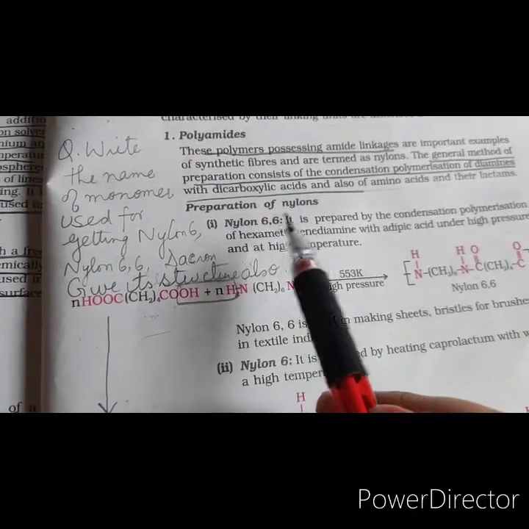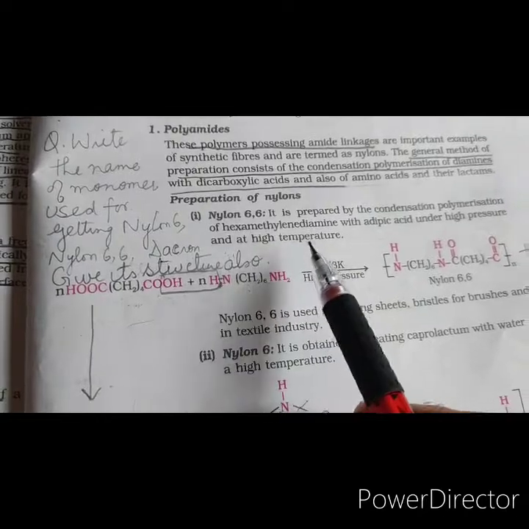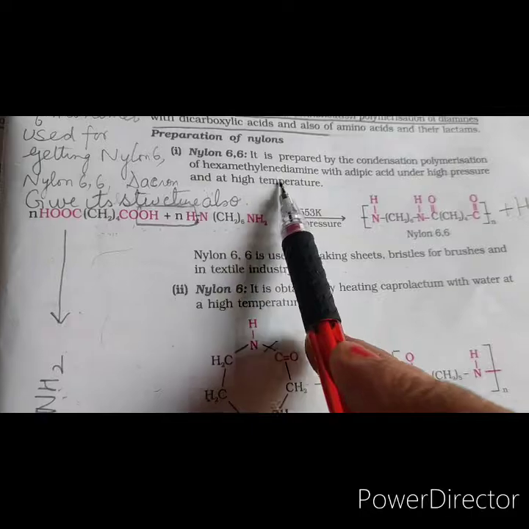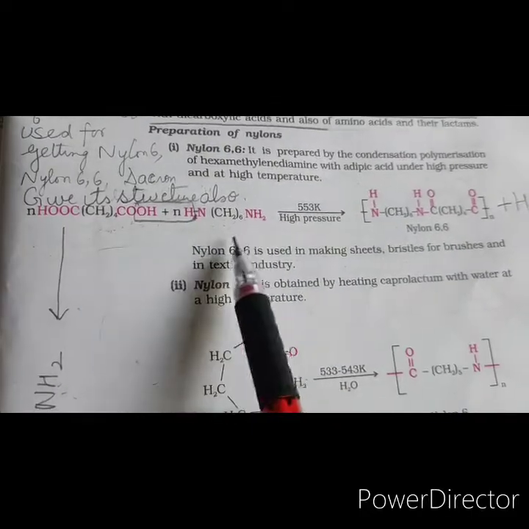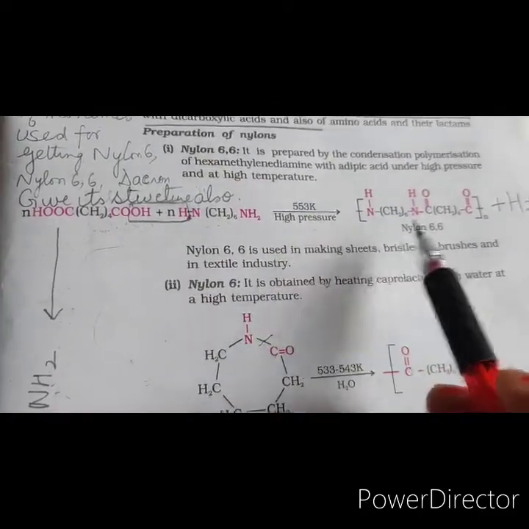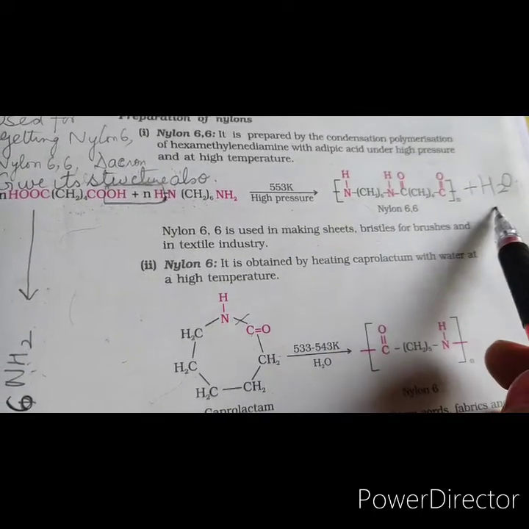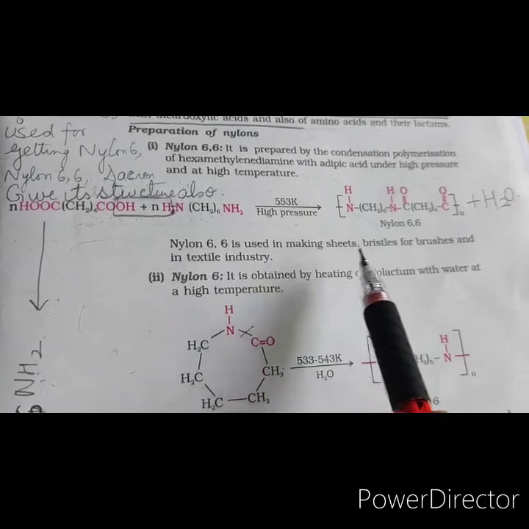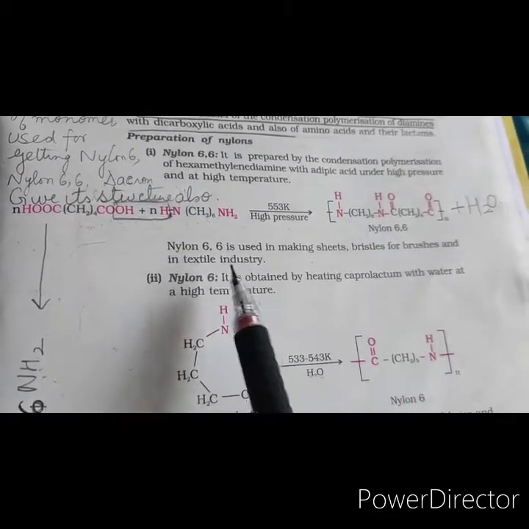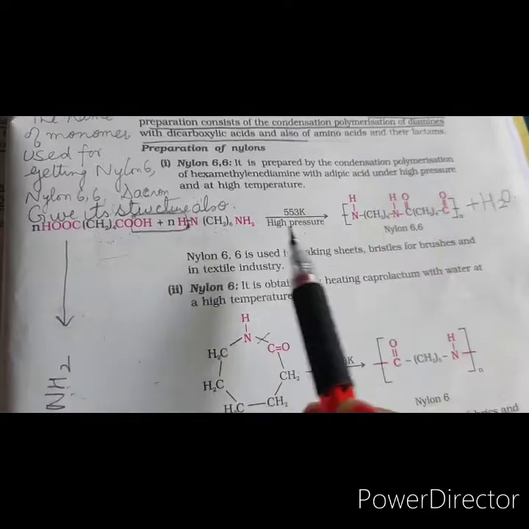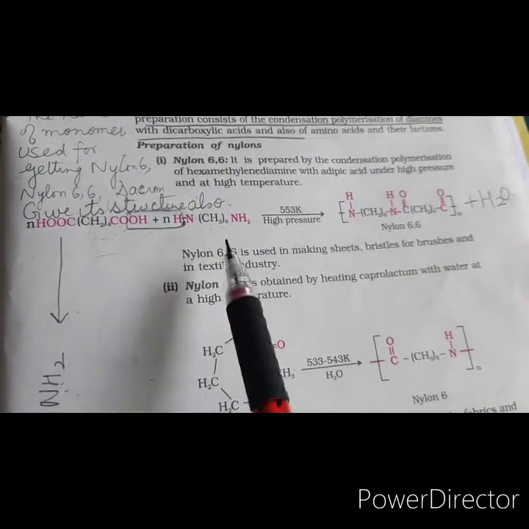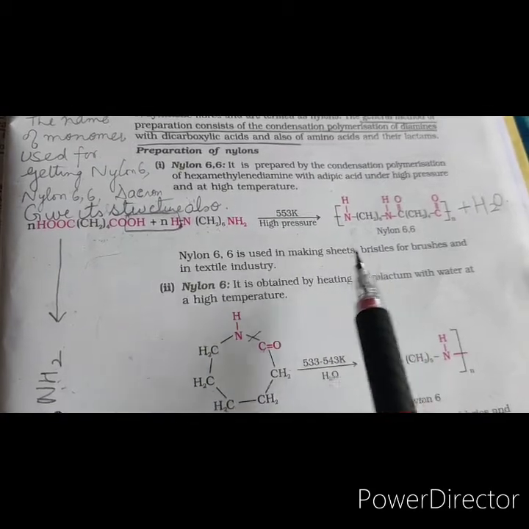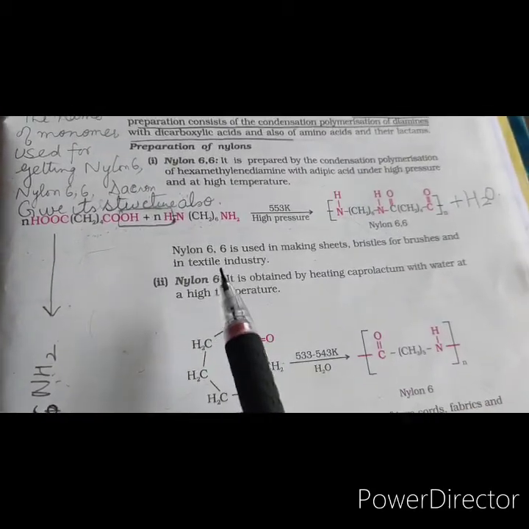Let's see the examples of condensation polymerization reactions, polyamides. The first example is the preparation of nylon 6,6. We have already discussed that hexamethylene diamine and adipic acid join together at high temperature and high pressure to form nylon 6,6 with the elimination of a water molecule. Nylon 6,6 is used in making sheets, bristles for brushes and in the textile industry. So you need to know the structure of the monomer, the name of the monomer, the uses of the monomer, and the uses of the polymer which is formed, right?